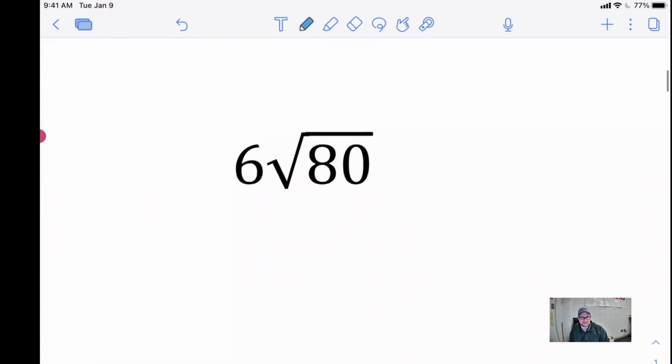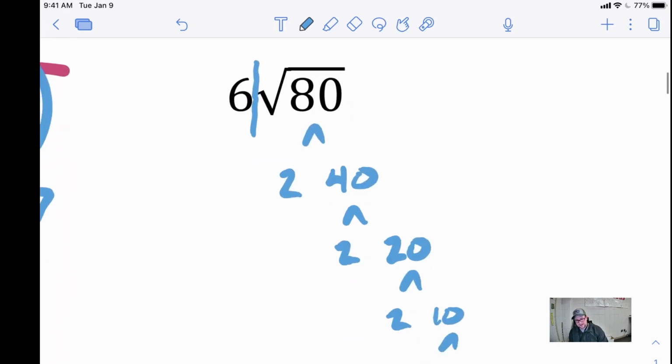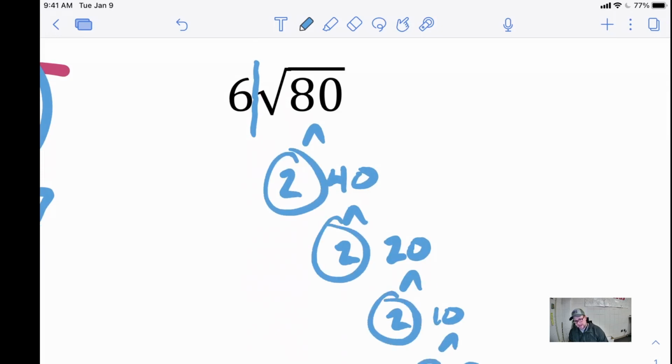So here's 80. So again, even though we have a 6 on the outside, we're going to pretend it's not there for a minute. Let's just break down 80. So 80 is 2 and 40. 40 is going to be 2 and 20. 20 is going to be 2 and 10. 10 is going to be 2 and 5. And remember, these are all of our ending pieces. They don't break down and get any smaller.